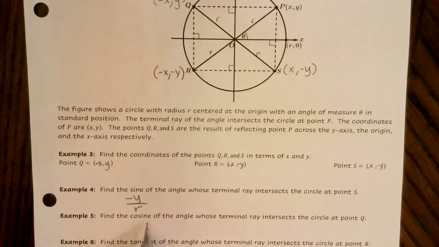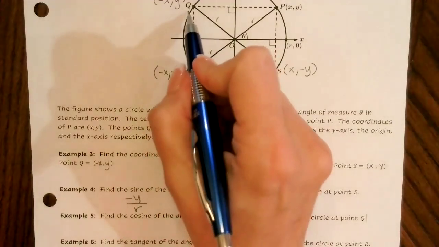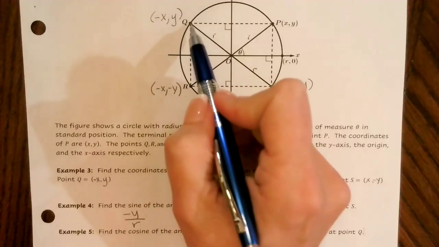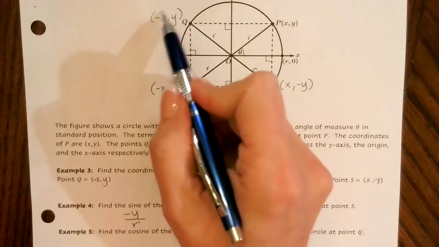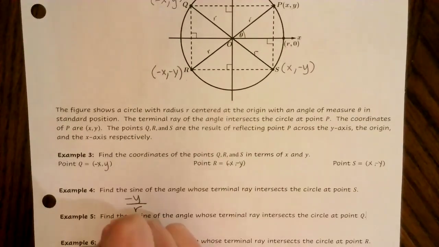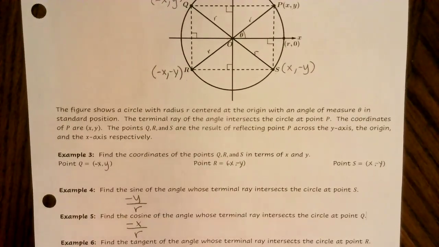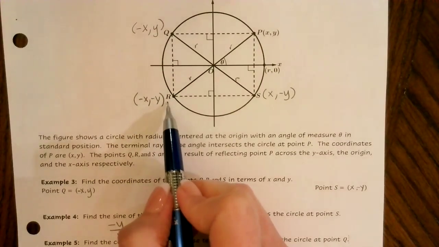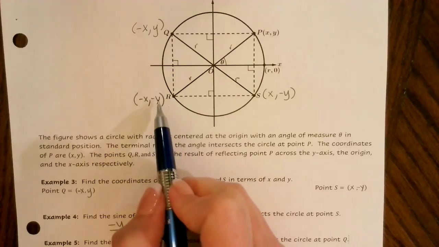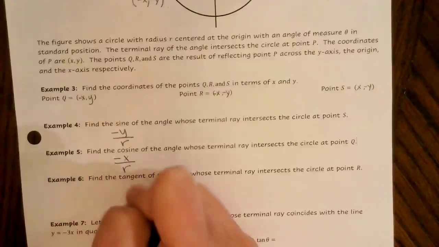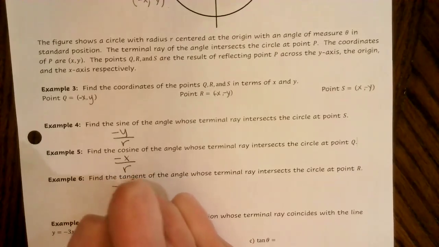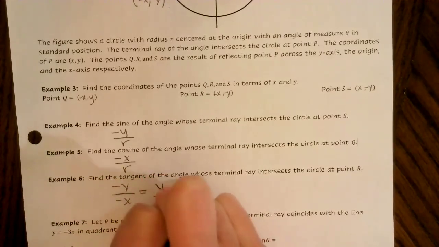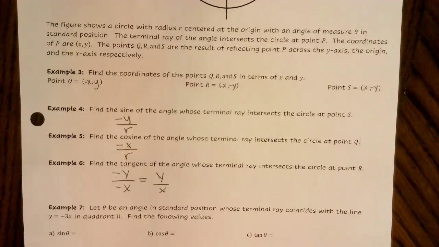The next one says find the cosine of the angle terminal ray, point Q. And so point Q is this one. For cosine, I need the x value. And so I would say negative x over my radius r. And then the last one is the tangent of r, which is this one right here. And so tangent is y over x. And so I'm going to say negative y over negative x, which is positive y over positive x, because a negative divided by a negative.